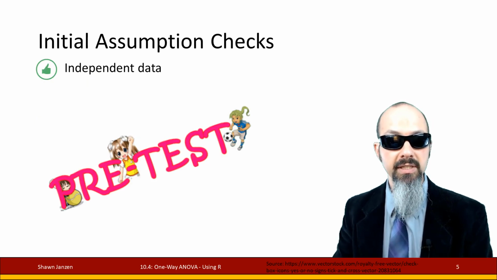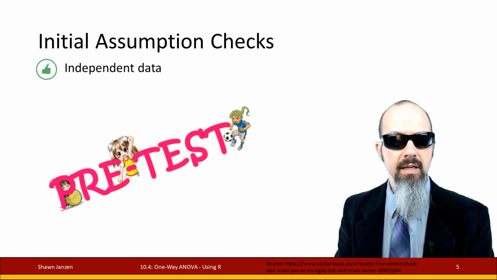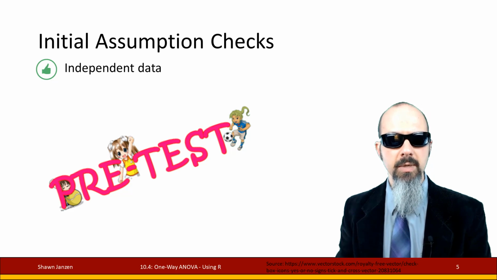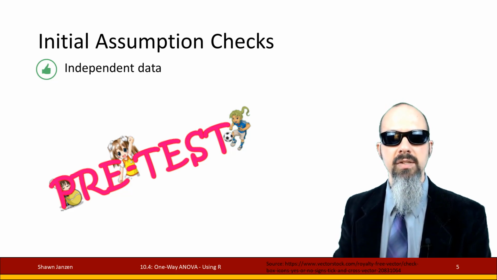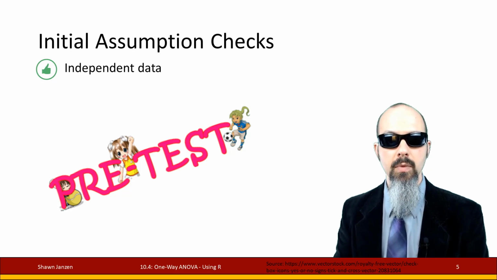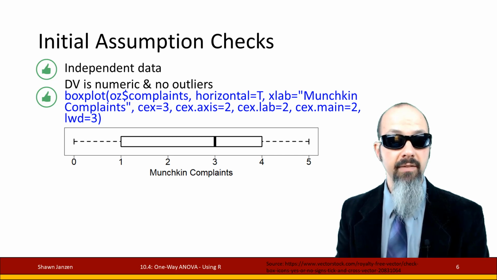Once I have those in place, let's go ahead and start with some of the assumption checks. These are some of the pre-tests. The independent data: I'm going to trust the Wizard of Oz that he did a good job selecting his munchkins. They were chosen randomly and with equal probability, and so we're going to have good, true, independent data.